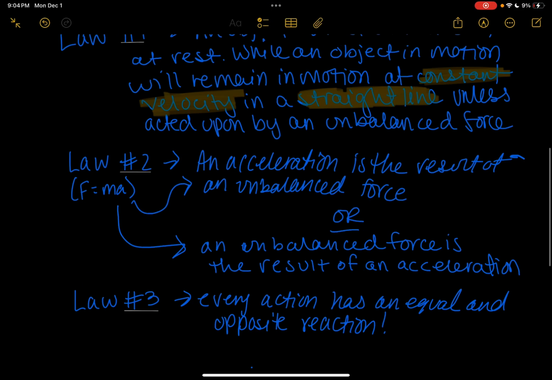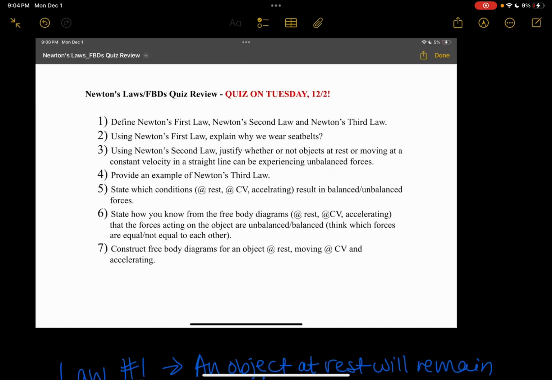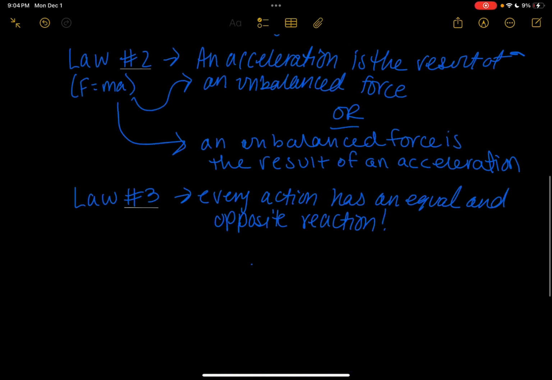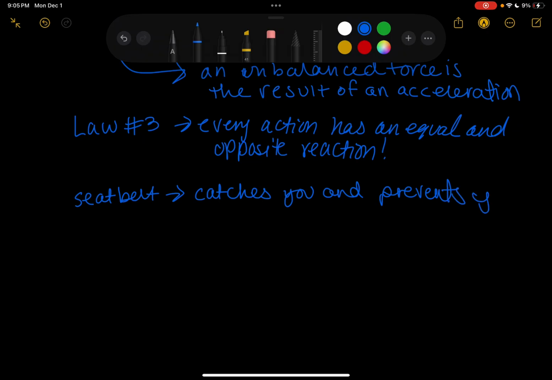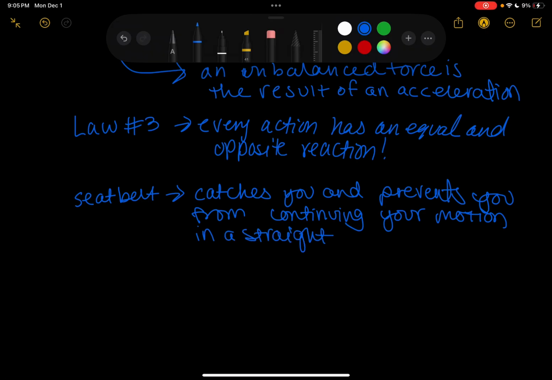Okay. If we go back to that sheet, it then says using Newton's first law, explain why we wear seatbelts. So as you know, you want to continue moving in a straight line. So what's the job of the seatbelt? It catches you and prevents you from continuing your motion in a straight line. Because that's what we know objects want to continue doing.